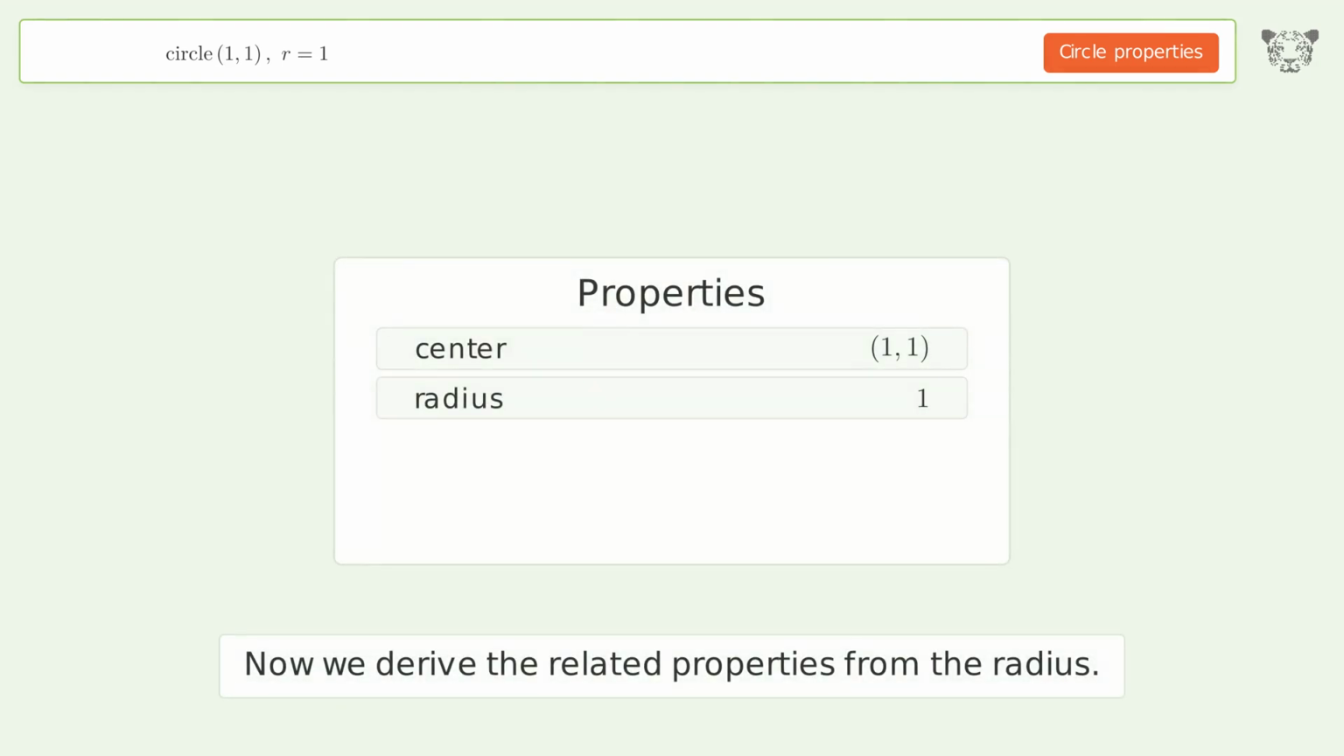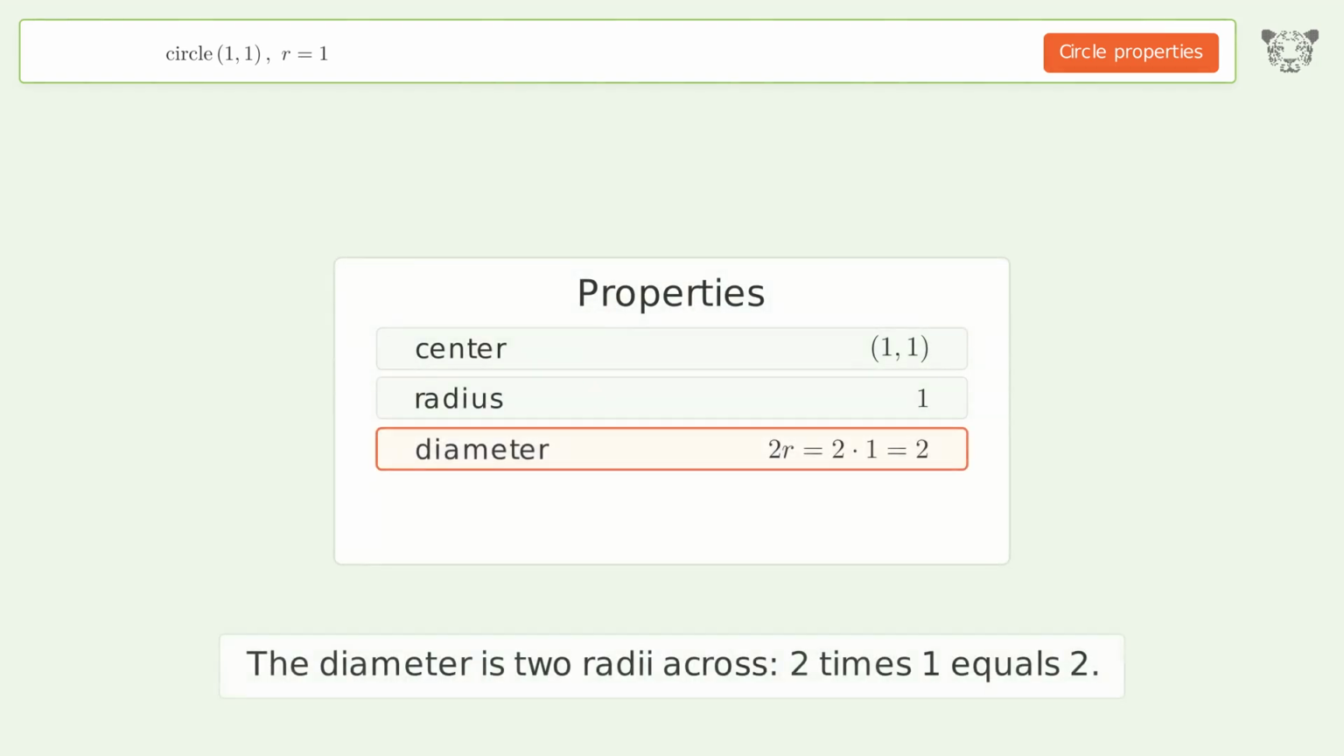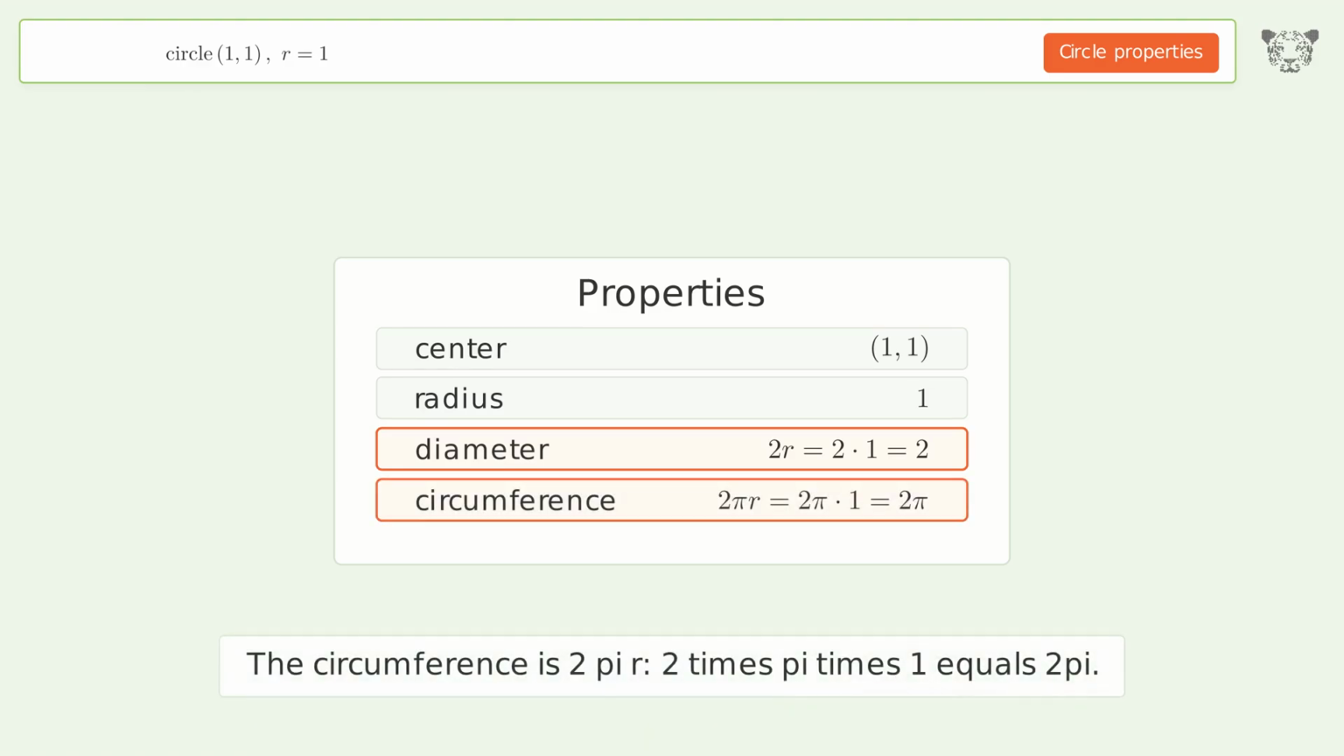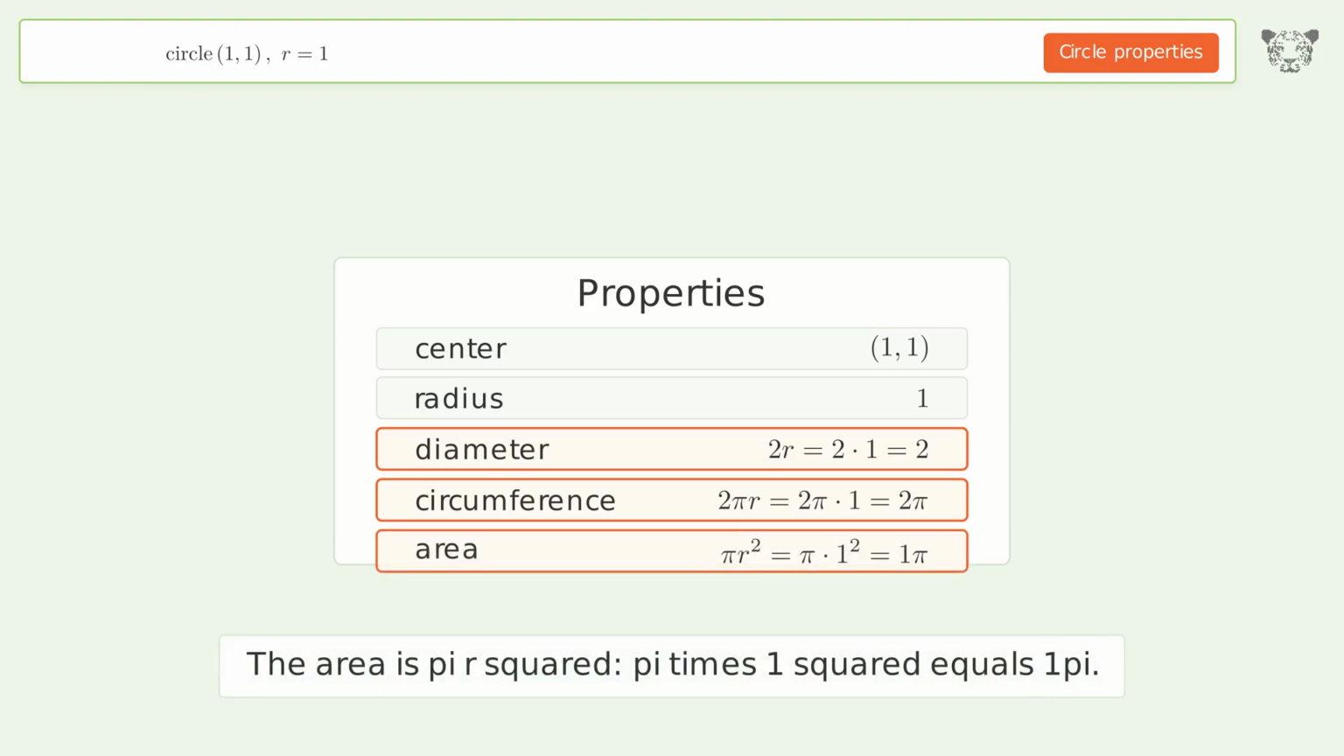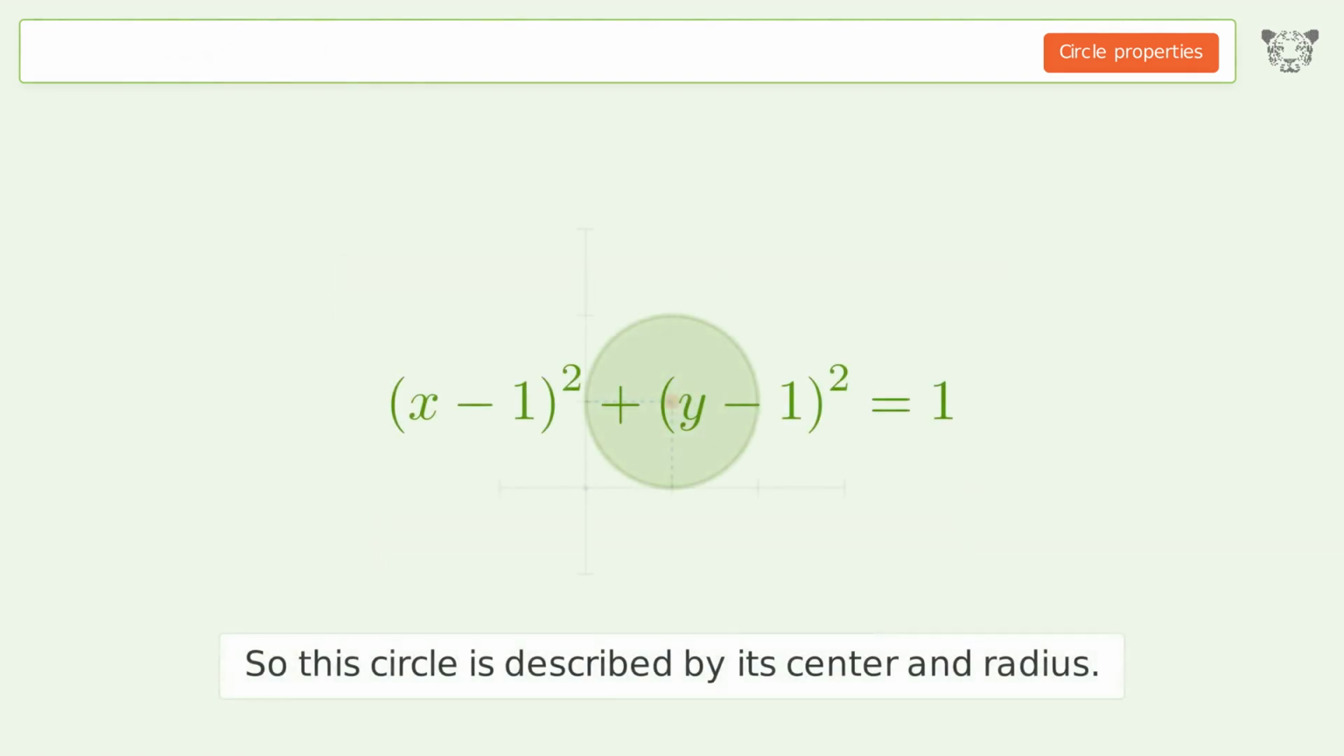Now we derive the related properties from the radius. The diameter is 2 radii across, 2 times 1 equals 2. The circumference is 2 pi r, 2 times pi times 1 equals 2 pi. The area is pi r squared, pi times 1 squared equals 1 pi. So this circle is described by its center and radius.